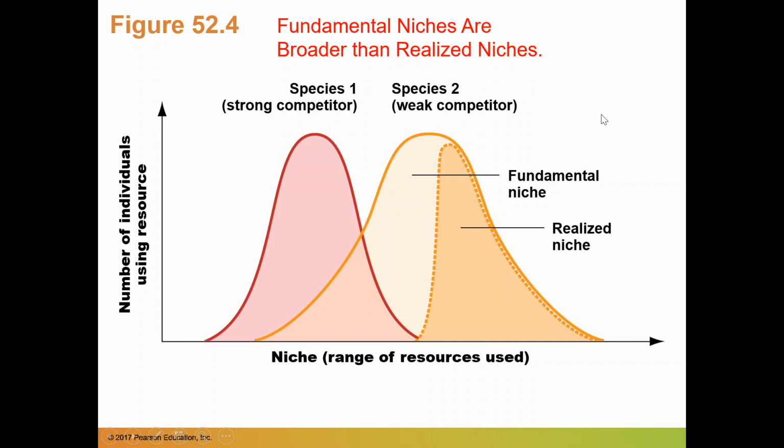Fundamental niches are broader than realized niches. Okay? So species 1 is a strong competitor, species 2 is a weak competitor. Even if species 2 could eat this range of seeds, eat this size of insect, occupy this different area, if a strong competitor is already there, they will narrow their niche and only consume and use resources in their realized niche and not take up that space.